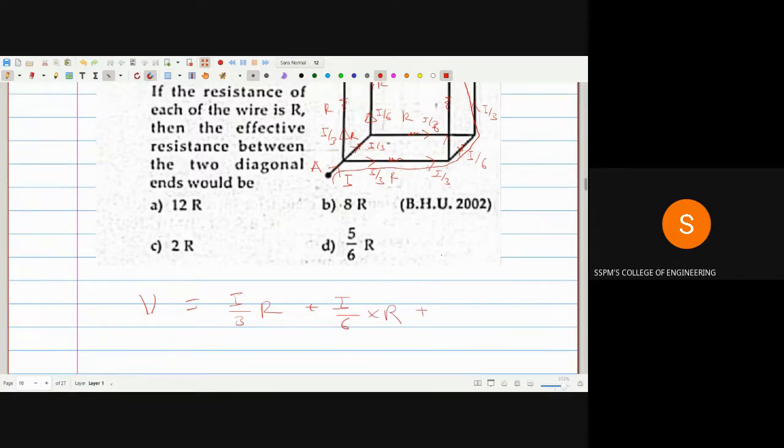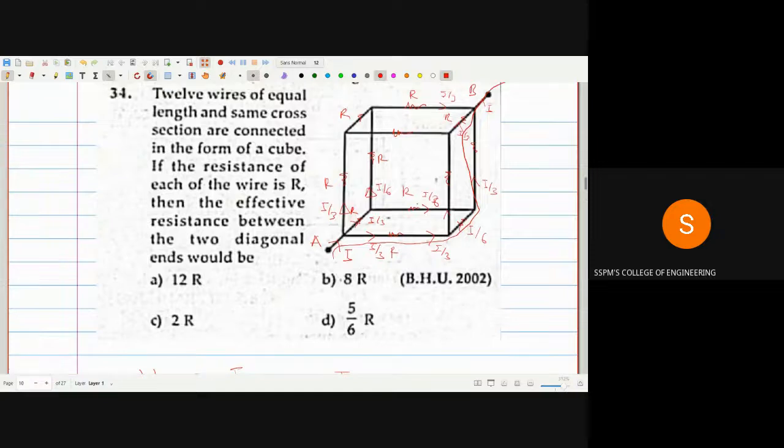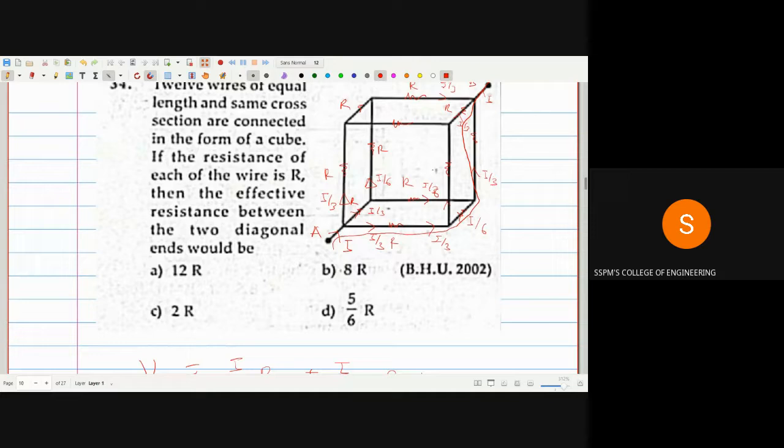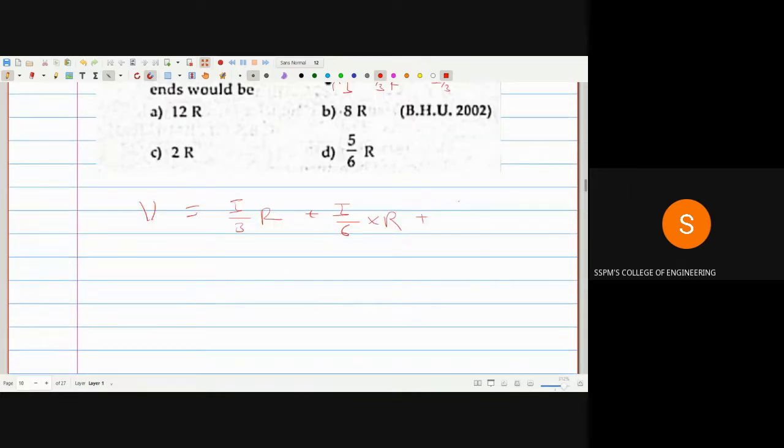Plus next branch is this one. The current flowing through this branch is I/3, I/3 into R. So R is common, I is common. You can take I common and take I at left hand side. R will 1/3 plus 1/6 plus 1/3.